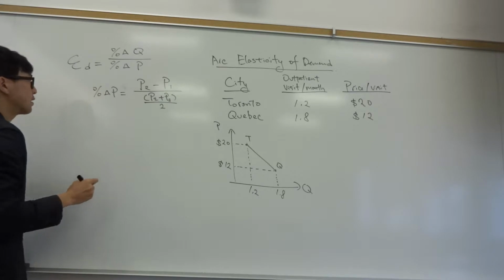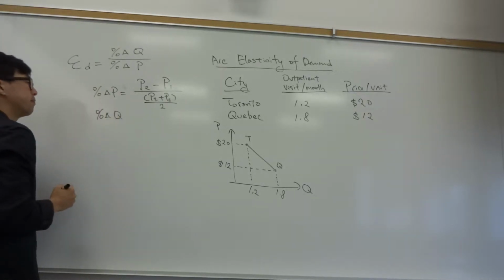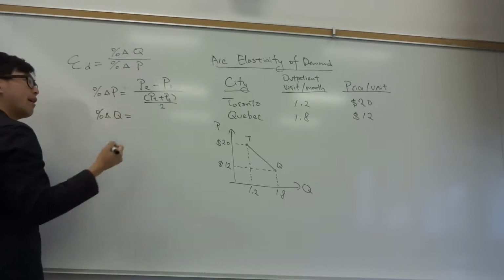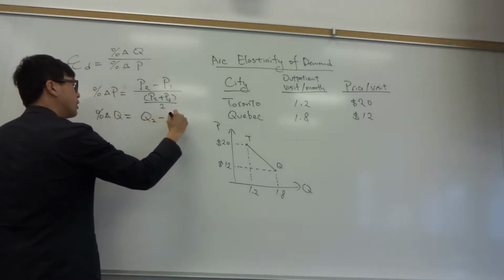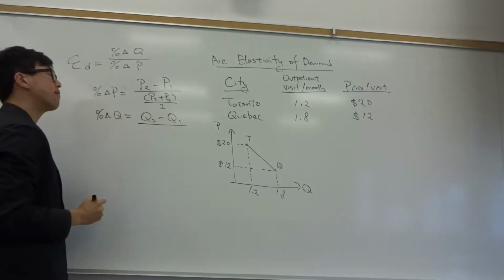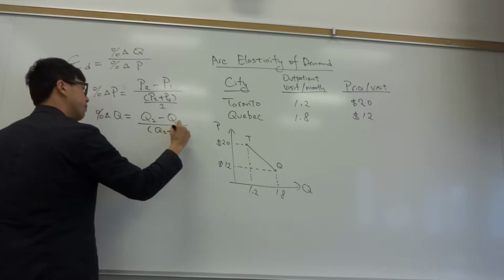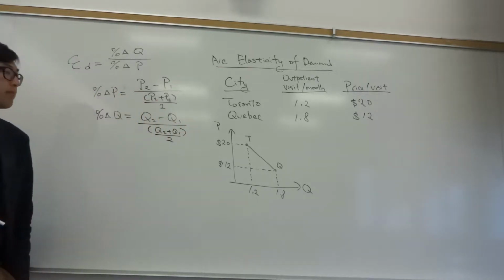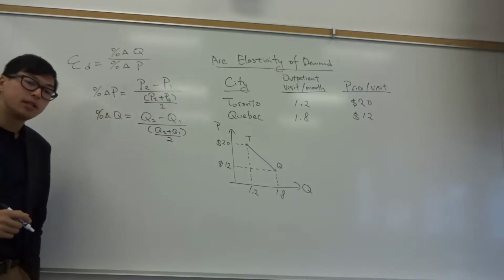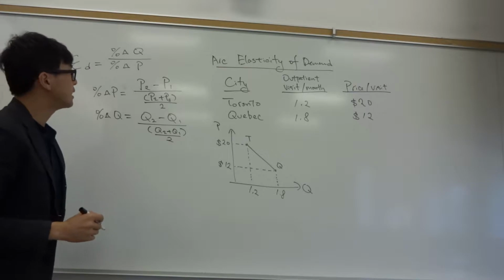Same as the percentage change in quantity. We will have the new quantity minus the old quantity, and then divided by the average of the two quantities here. So this is basically what we call the midpoint rule when we calculate the price elasticity of demand.